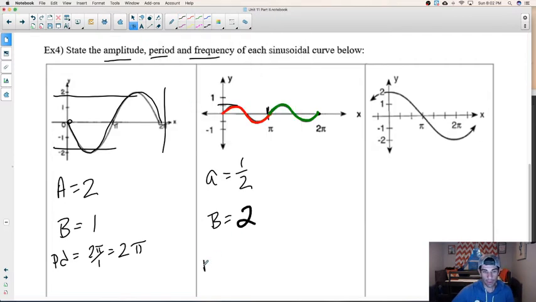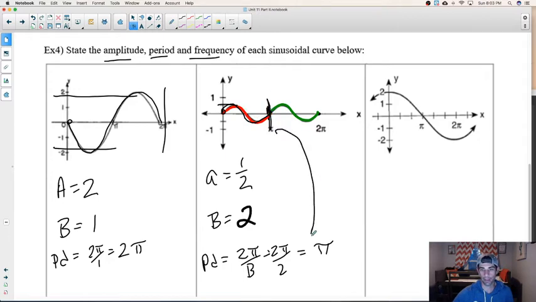Now to figure out its period, 2 pi over b, or 2 pi over 2, well, pi, okay? And without using the formula, it completed 1 cycle from there to there. And there, right there, that's at pi, and that was that answer there. So without going through the formula.